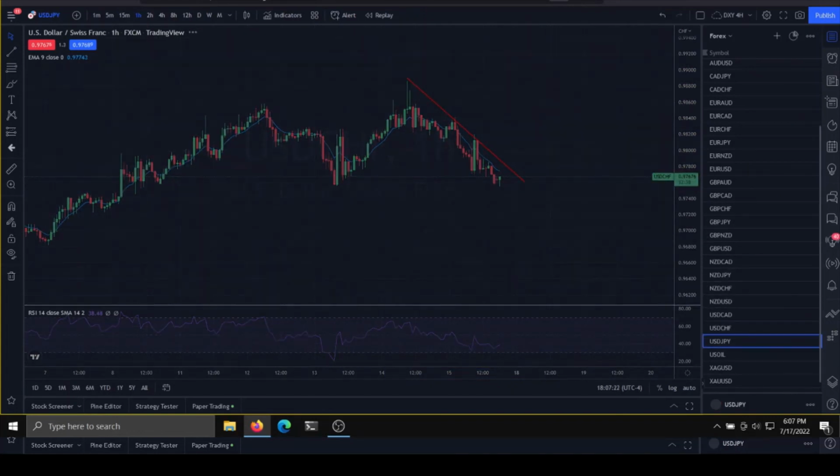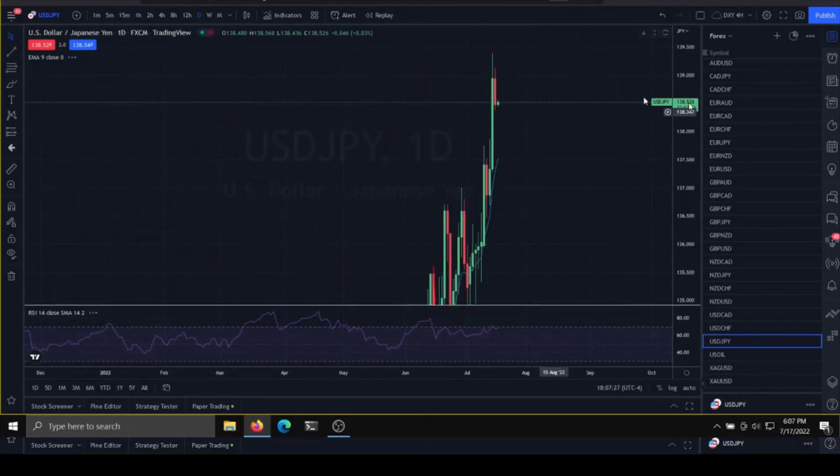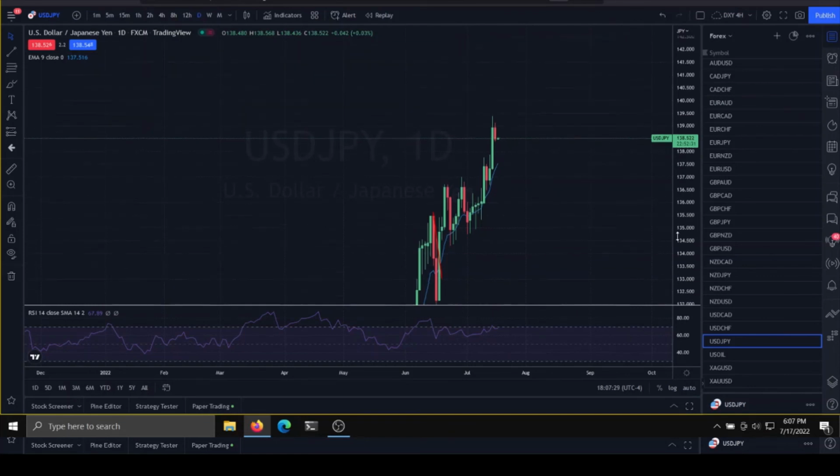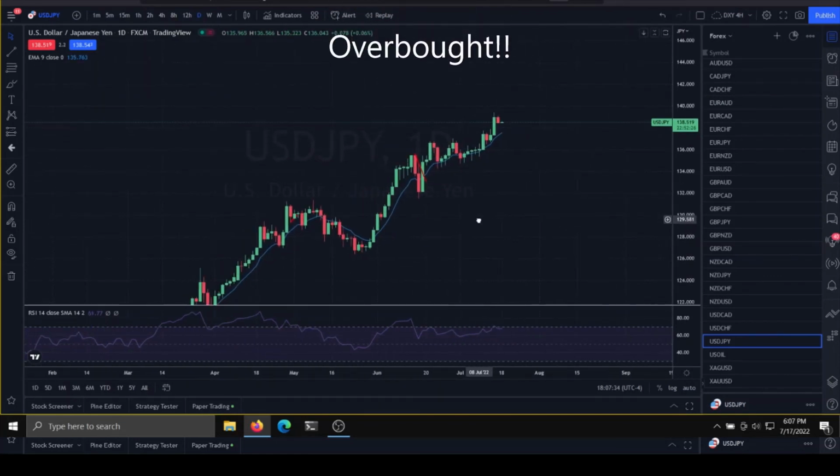USD JPY just keeps going and keeps going. We've got a nice little flag here. There it is on the daily. It's oversold with divergence. And the RSI, all the way from here.